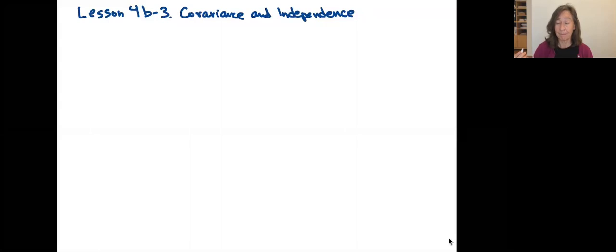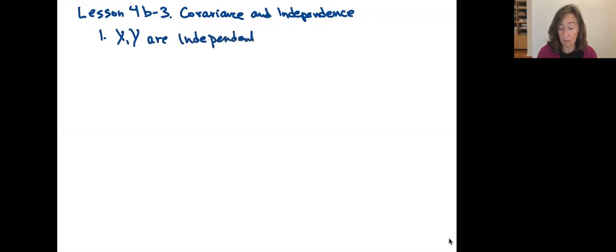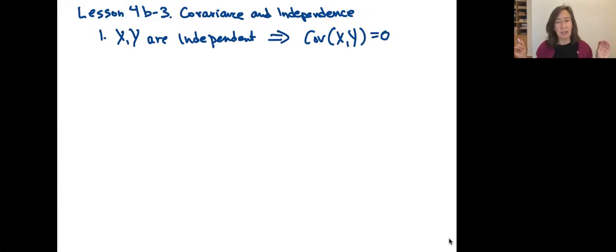So let's talk about covariance and independence. Two things to say. First of all, if X and Y are independent, that implies that their covariance is 0. So great. If we know that they're independent, we know their covariance is 0, and if we have a bunch of covariances in a big old expression, we don't have to worry about them because they all equal 0.